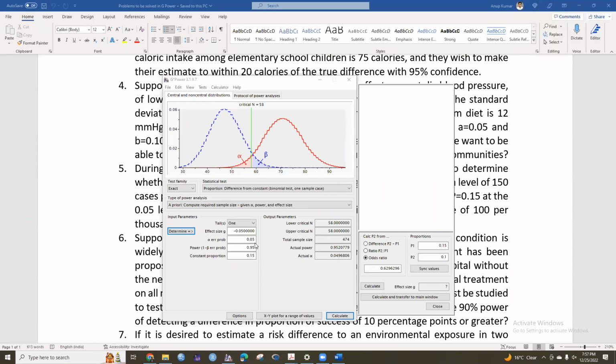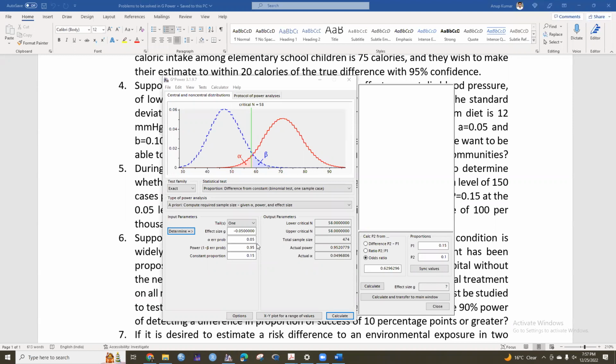Sir, is any software available in Linux for sample size calculation? R. You can use R for doing sample size calculation with Linux. Thank you, sir.